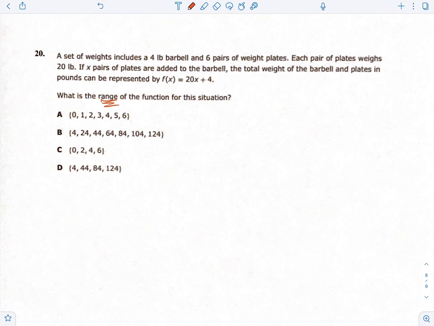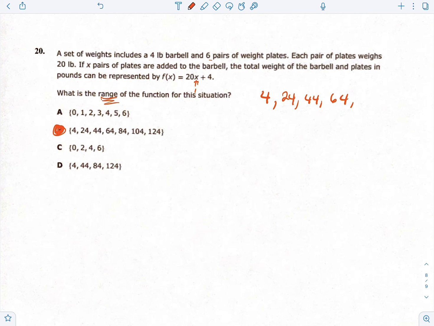All right, so basically, we already know the pairs is 6 pairs, right? And that's the domain, right, is the pairs. So if we have no pairs, the barbell is 4 pounds. That's the first output. If we plug in 1 here, then that leaves us with 24 pounds, right? We put on another set of plates, then we add 20 more pounds, so that's 44, right? Add on another set, that's 64, all right? And then, just based off of what we're doing here, right? Which is the answer? Right, B. And we're done.